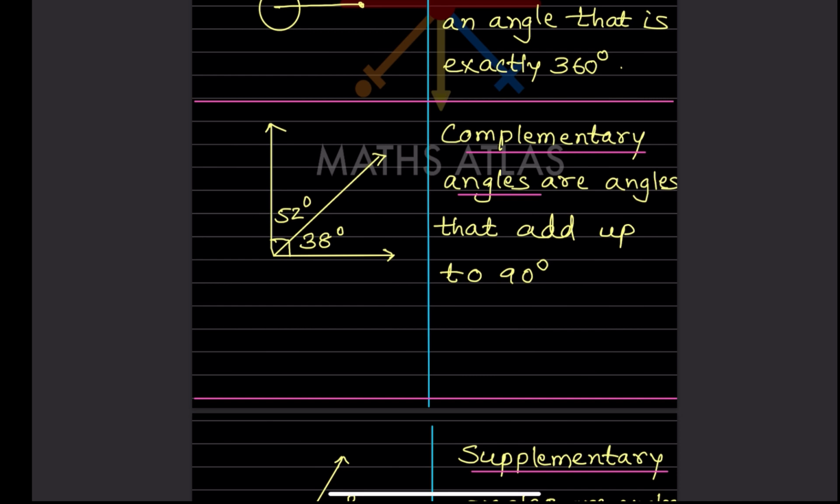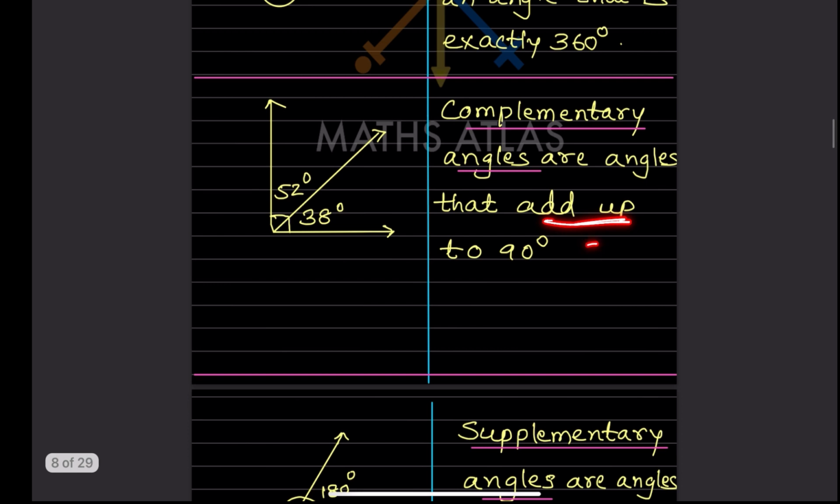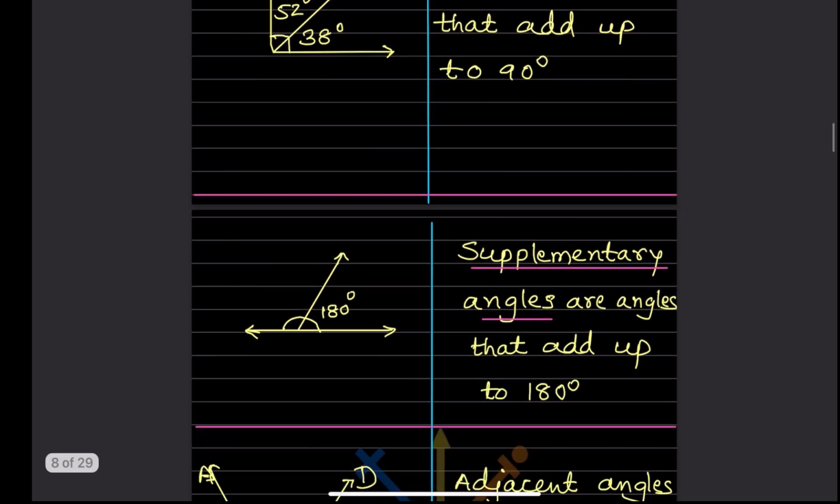Suppose when you add these both, it should be 90. It can be any angles, for example 30 and 60. When you add both, it should be 90 degrees. So these are angles that add up to 90 degrees. These angles can be anything, but when you add both of them, it should be 90 degrees.